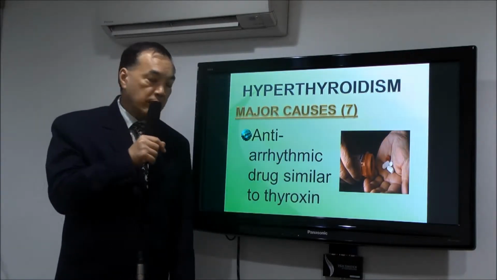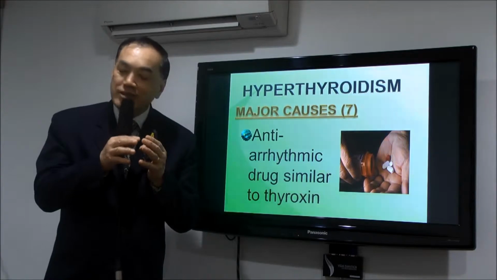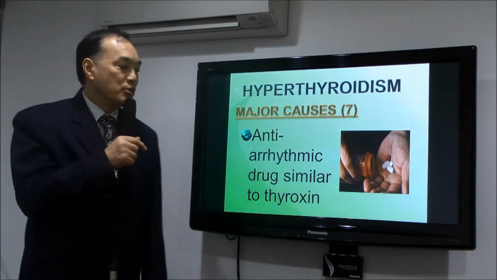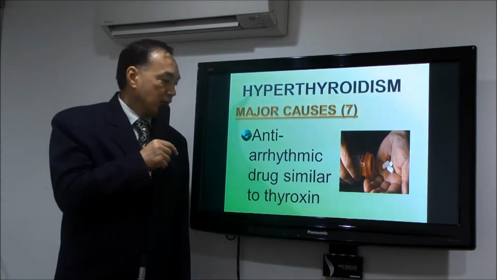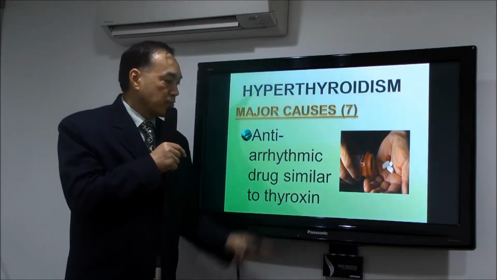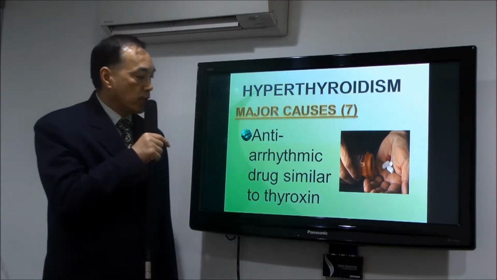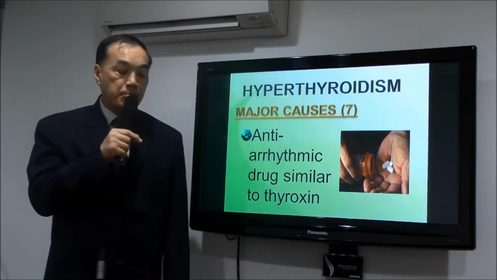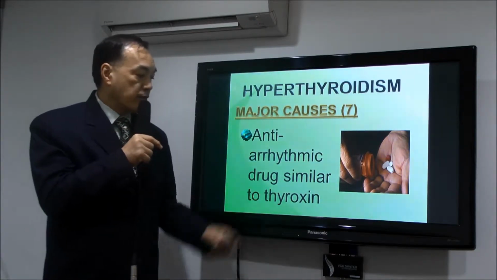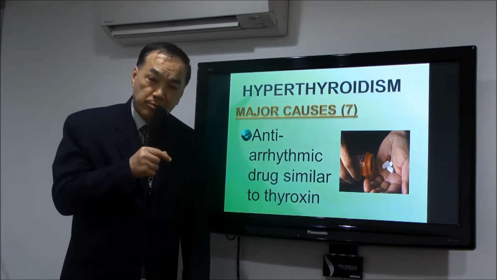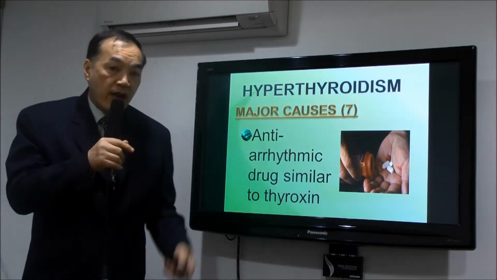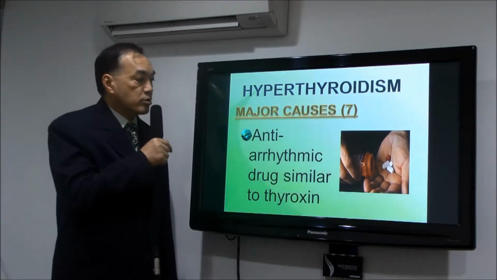Certain Western medications have molecular structures so similar to thyroxin, like some of these anti-arrhythmic medications against irregular heartbeat. They can mimic the action of thyroxin and cause those symptoms of tremor, fast heartbeat, intolerance to heat, etc.